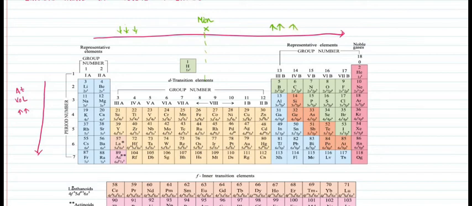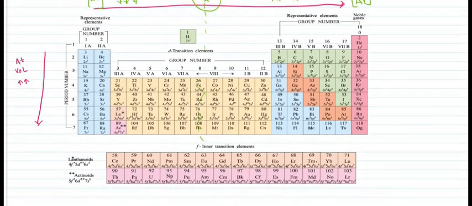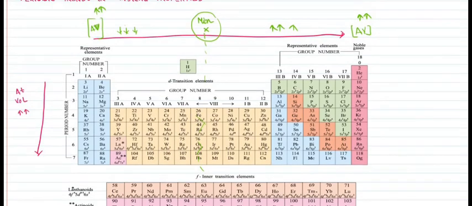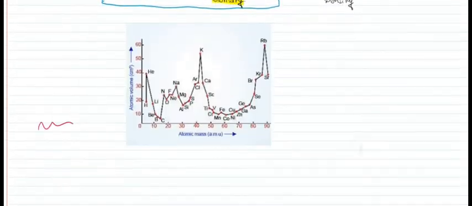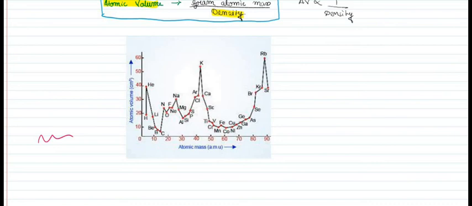So in the extremes of the periodic table, atomic volume is actually high, and in the middle it is the minimum. It is the minimum in the middle point of the periodic table. Now this is the trend that is being followed. Now you can look at the graph and you'll get to know what it is.